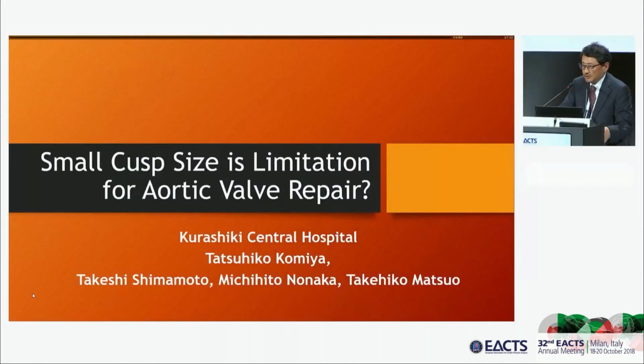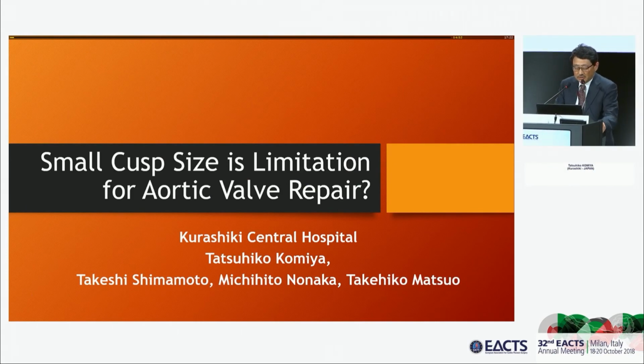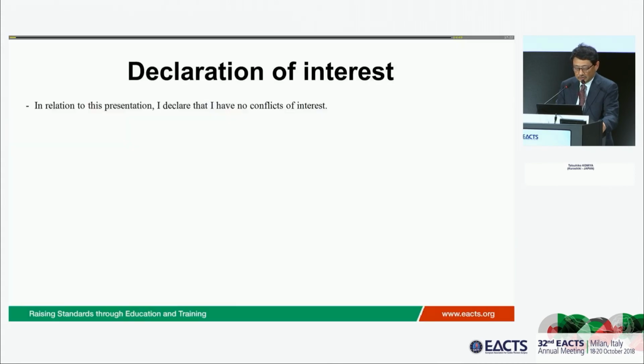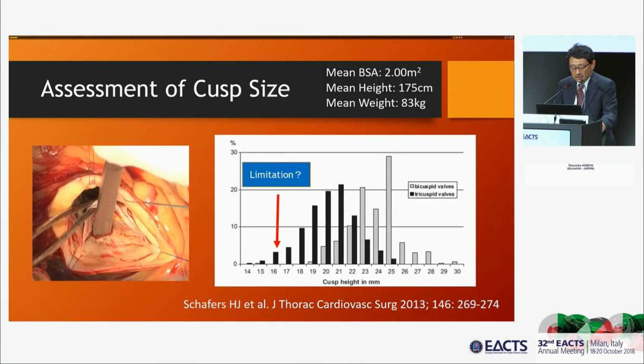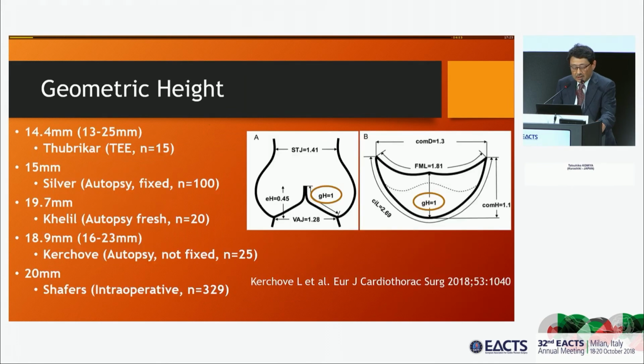Thank you so much for giving me this great chance to present. My topic is that small cusp size is a limitation for aortic valve repair. I have no declaration of interest. Dr. Schäfer's group proposed geometric height for the assessment of cusp size, which we can easily measure intraoperatively. Dr. Schäfer suggests about 16 millimeters of geometric height is a limitation for aortic valve repair. So this is my aim for the study. There are a few reports regarding geometric height, but for the moment, normal geometric height is not determined.